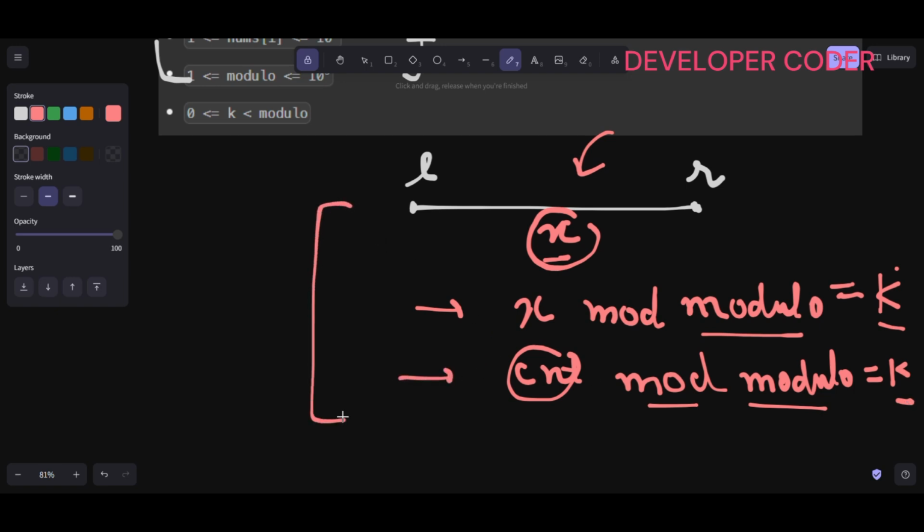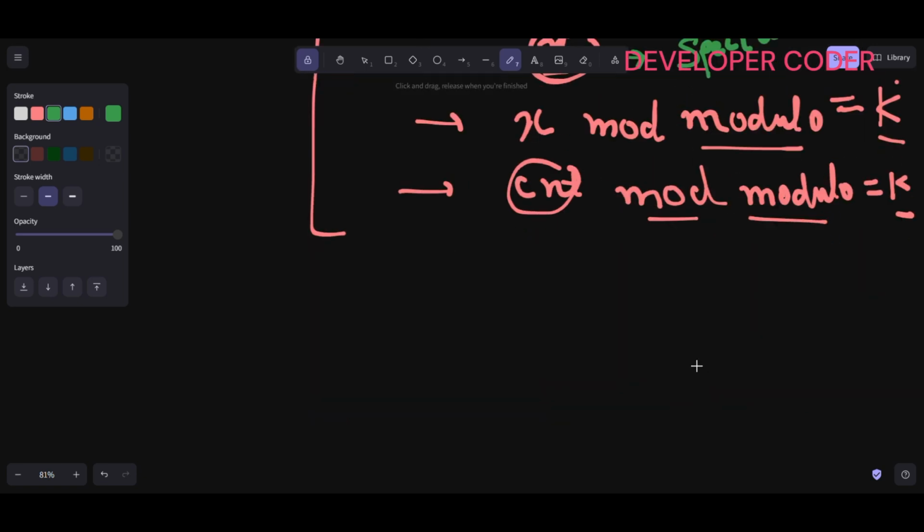For an interesting subarray, we need to count the number of occurrences of special elements in the array. Since we need to count the number of occurrences of special elements in the array interval, we can consider using prefix sums. Let's suppose sums[i] is the number of special elements that satisfy x mod modulo equal to k in the array nums from 0 to i.